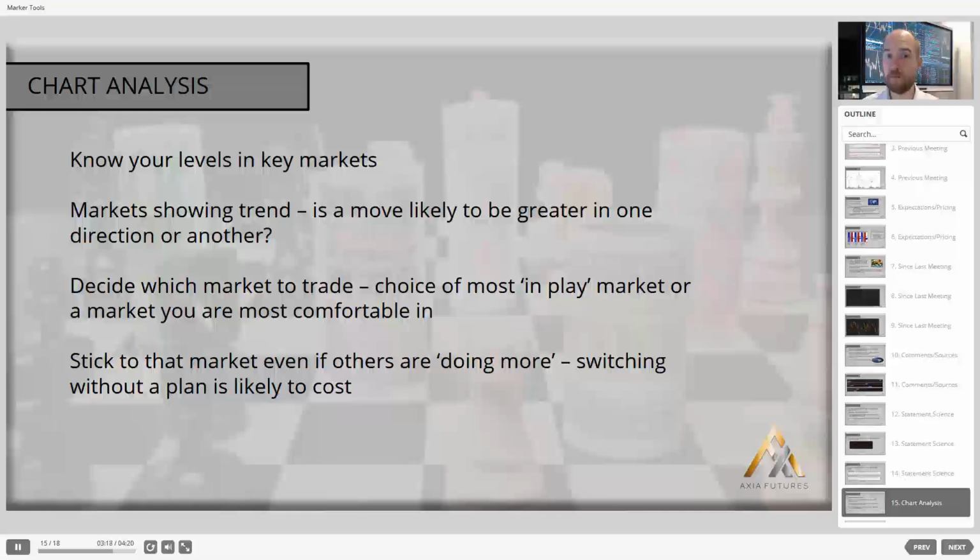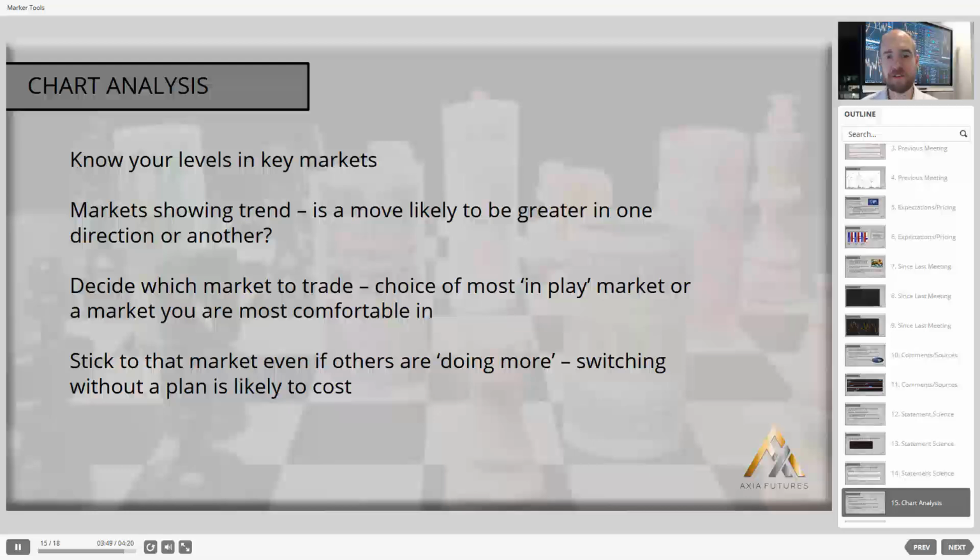Finally, one bit of advice when going through your chart analysis and deciding, and this is something that people don't always do, and it's very easy to get sidetracked and start seeing a market that you thought was in play start to move, and now you think, oh, I should have traded that. Think of the opportunity cost there. By jumping around, you're missing opportunities in the one market that you are generally good at. So stick to your plan. Even if something else is doing more, you know what your plan is.